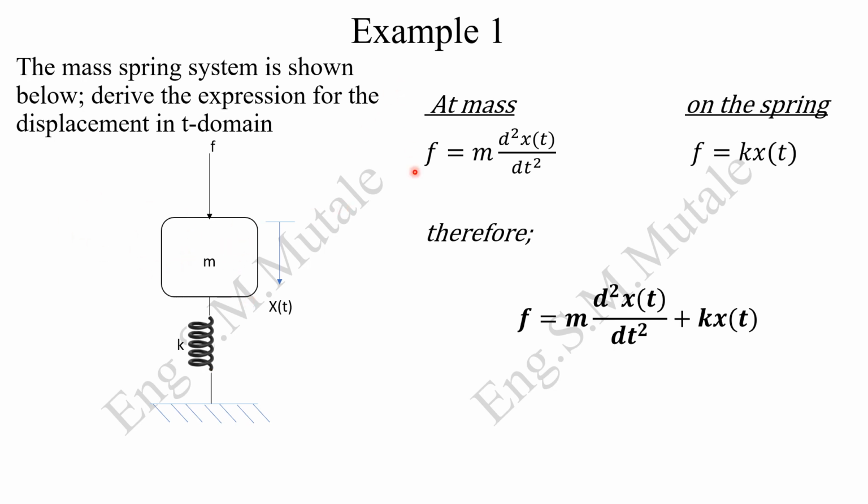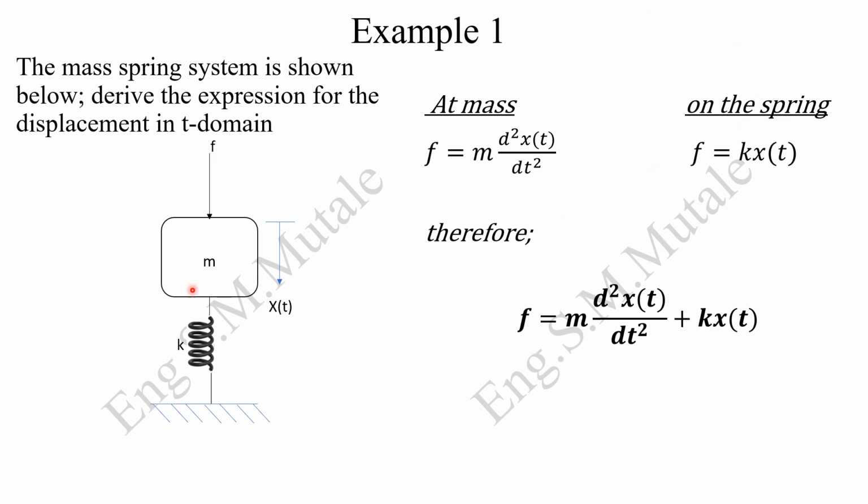We know that for the mass, the equation we have is force. On this mass, there is a force. It's m d2x(t) over dt squared. So this is the equation for the mass. And then for the spring, it's just k, the constant k, times the displacement. So it's going to give us that equation.